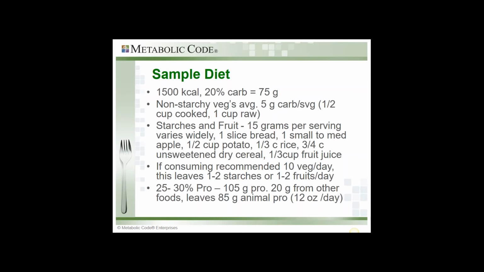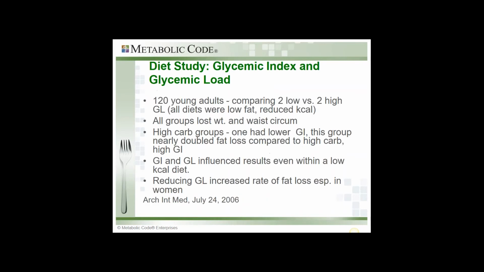When you get 20 grams of protein from your other foods, that leaves about 85 grams of animal protein per day. That's 12 ounces split up between the 3 meals per day. So that would follow that anti-inflammatory diet recommendation perfectly. If we have a serving of lean protein at each major meal, say 3 ounces at breakfast, 4 ounces at lunch, and 5 at dinner, something like that, or you could split it up evenly. Okay, moving on.